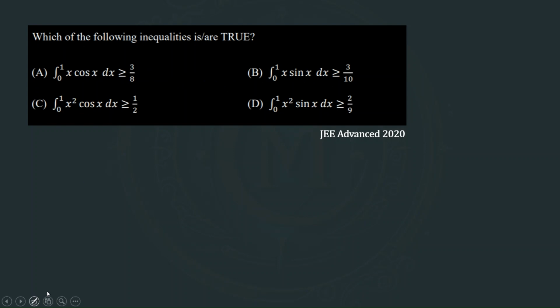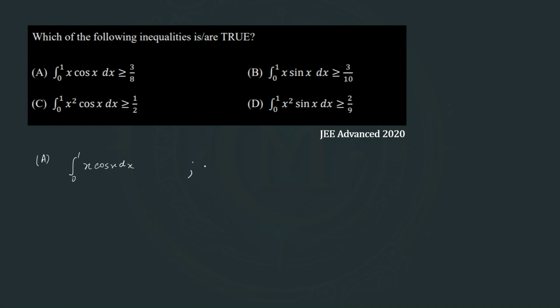Okay. So first let us begin with option A. Option A requires us to find the integral 0 to 1 x cos x dx. Now the problem with this integral is we cannot directly evaluate this. So we have to approximate this integral. So we have to go by infinite series expansion method.